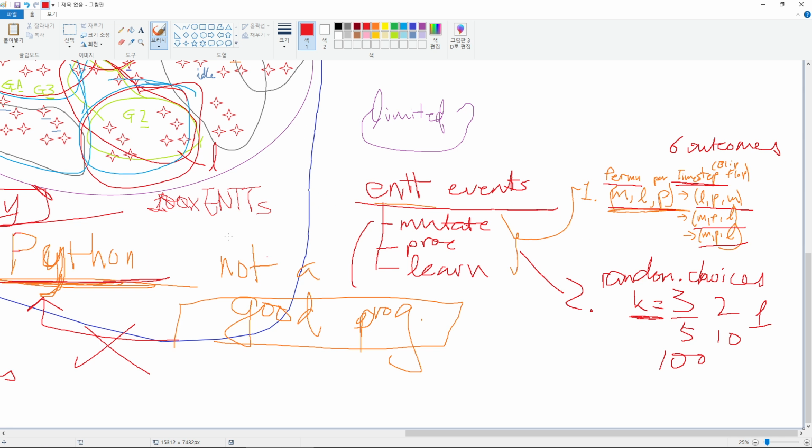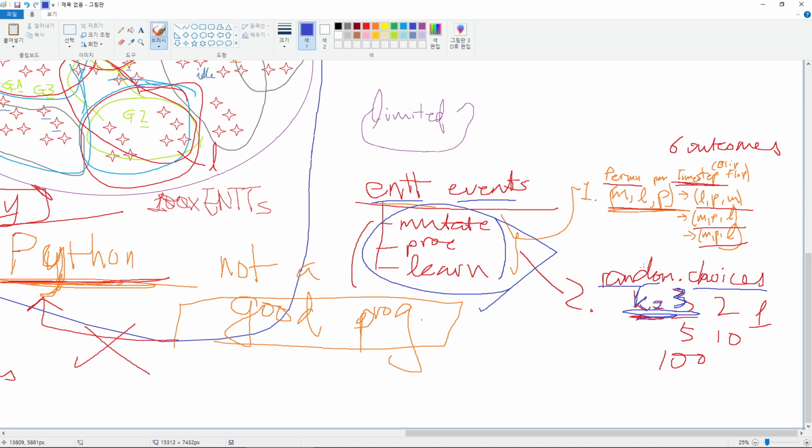So for now, set k to the number of different unique entity events. That's kind of like a default, and I think that's a good default value. So set k to 3, as in when using random dot choices with this list of activities.